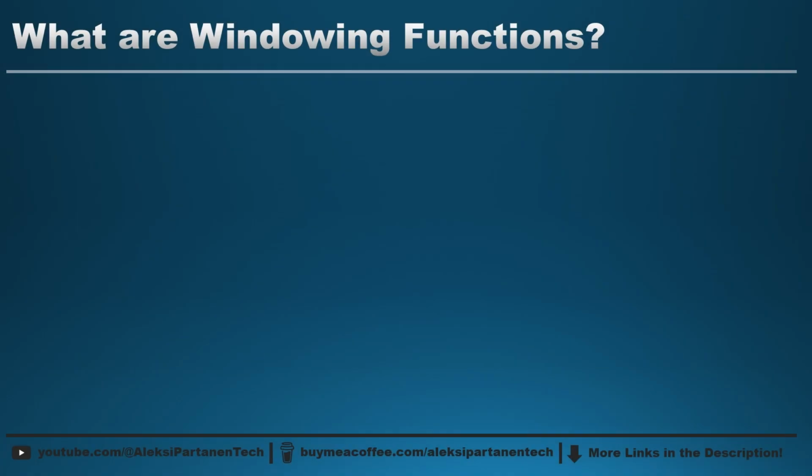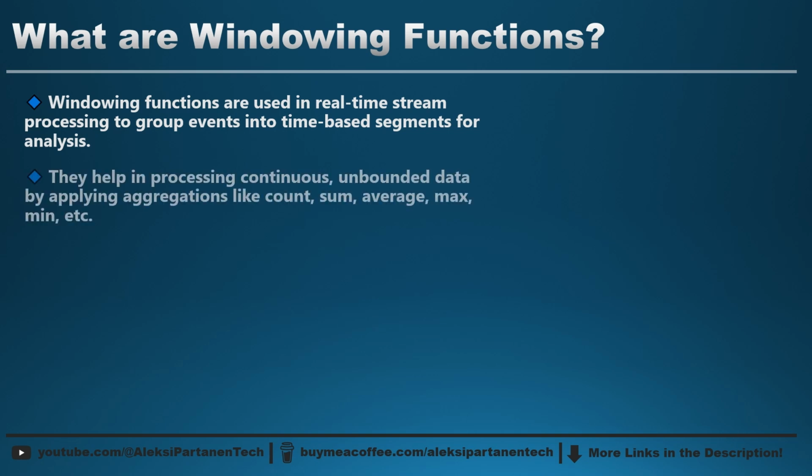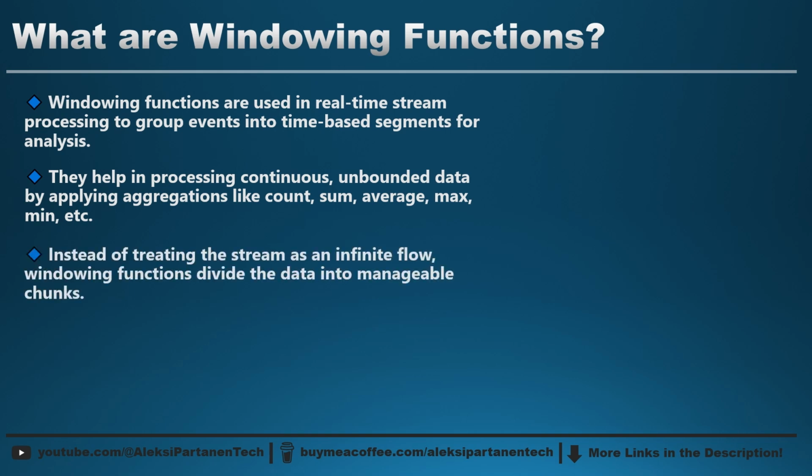Let's first start by covering what windowing functions are in the Microsoft Fabric Eventstream context. Basically, windowing functions are used in real-time stream processing to group events into time-based segments for analysis. They help in processing continuous unbounded data by applying aggregations like count, sum, average, max, min, etc. Instead of treating the stream as an infinite flow, windowing functions divide the data into manageable chunks. And this chunking or grouping happens in the group by transformation of Eventstream.